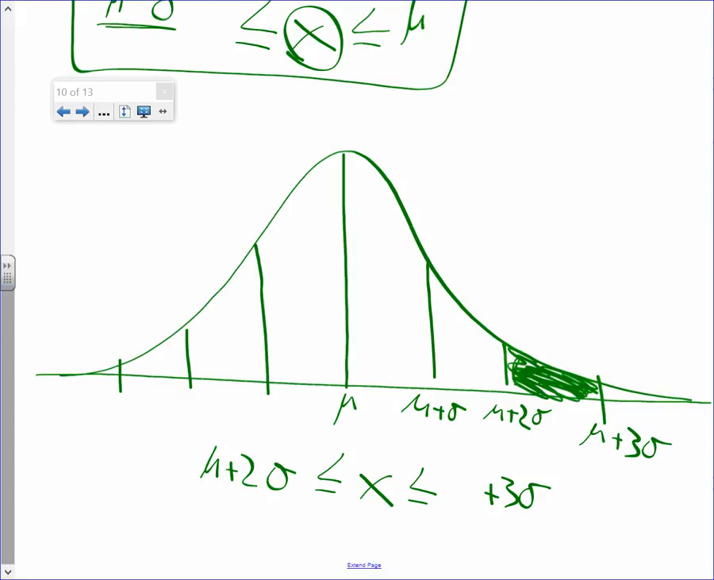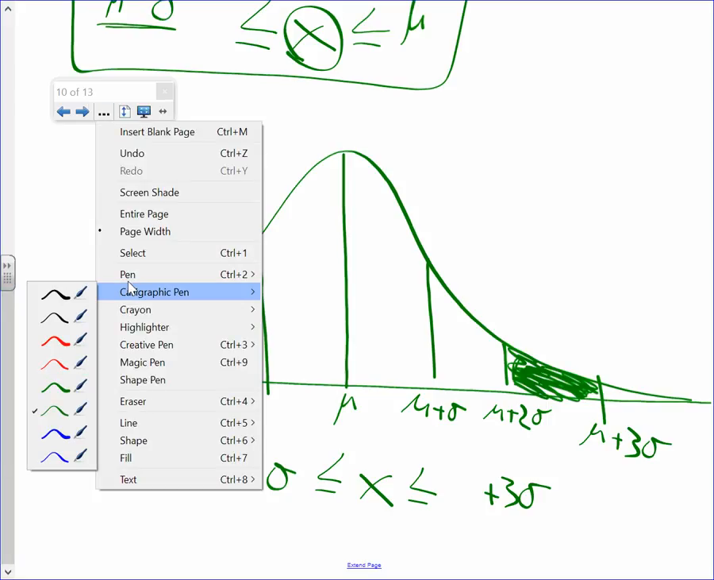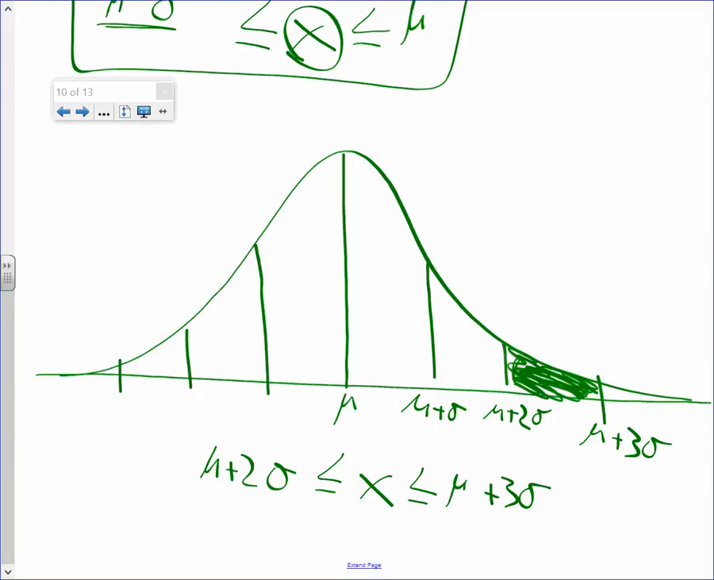I need to practice writing my mu's. There we go.